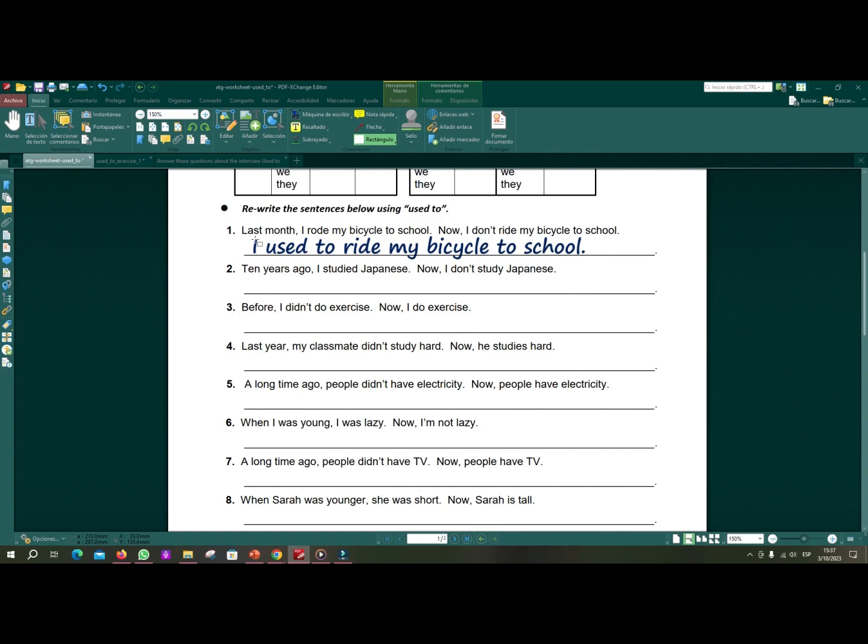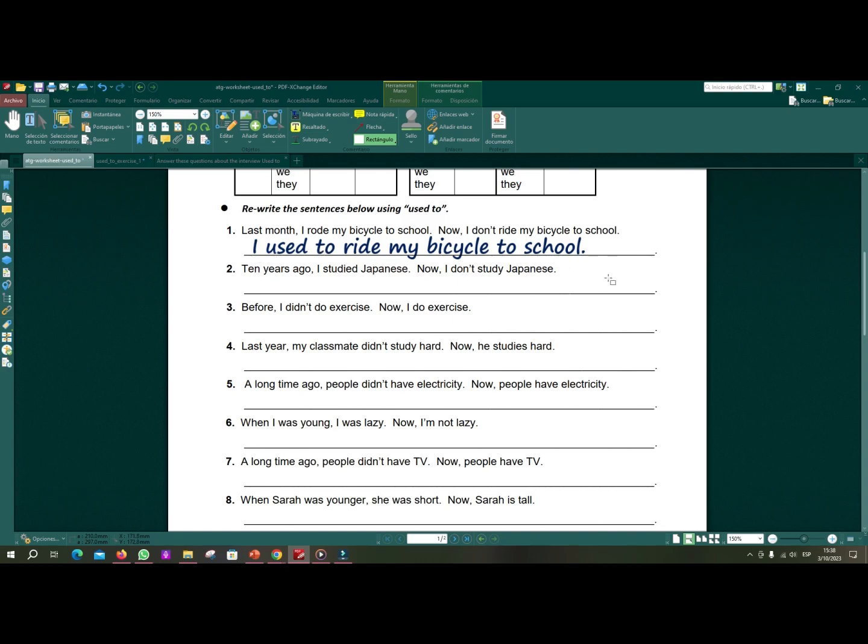For example, here, I used to ride my bicycle to school, right? So last month I rode my bicycle to school. Now I don't ride my bicycle to school. So I used to do that action, but now I don't do that anymore, right? So I used to ride my bicycle to school.